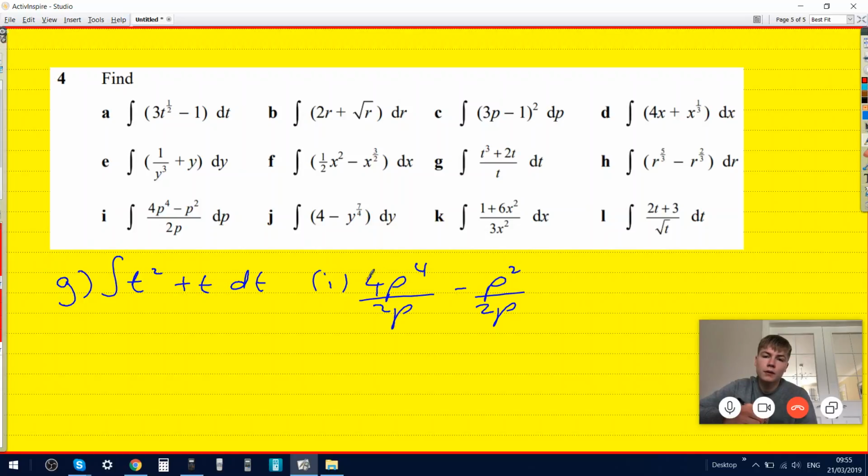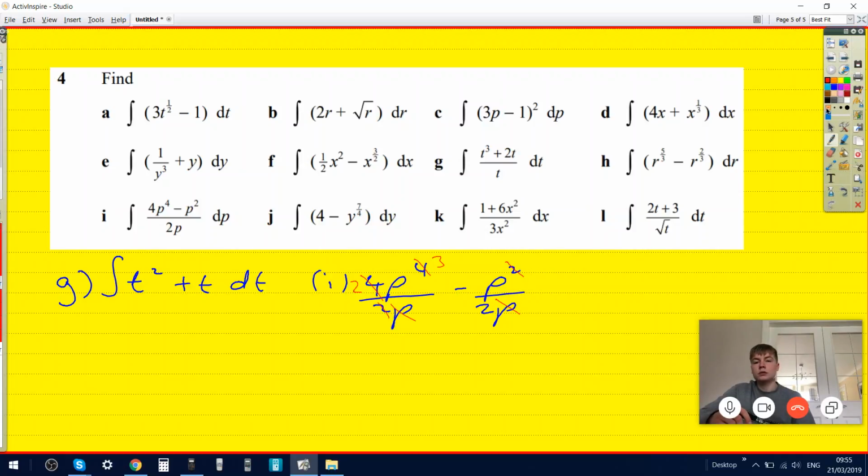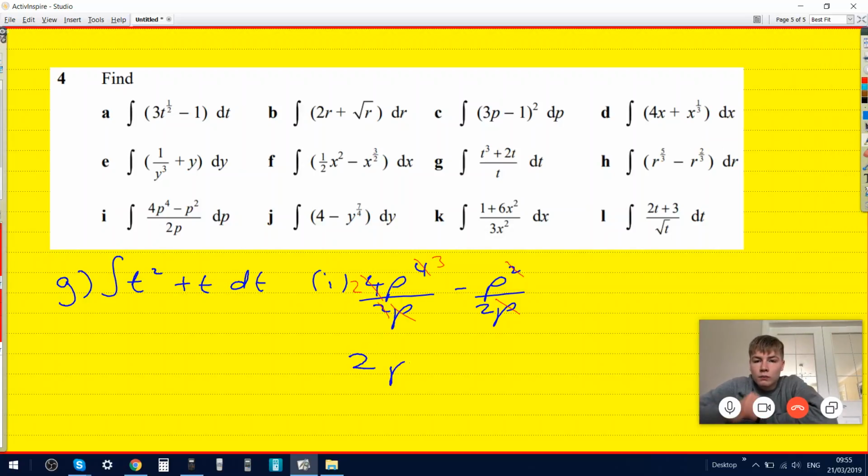2p to the power 4. So those cancel like that. P to the 4 over p. 2p to the 3. Yeah. Anything you can do here? Yeah, there's the p. Okay, so when you simplify that, it becomes 2p to the 3 minus p over 2. And then what would be the integral for that?